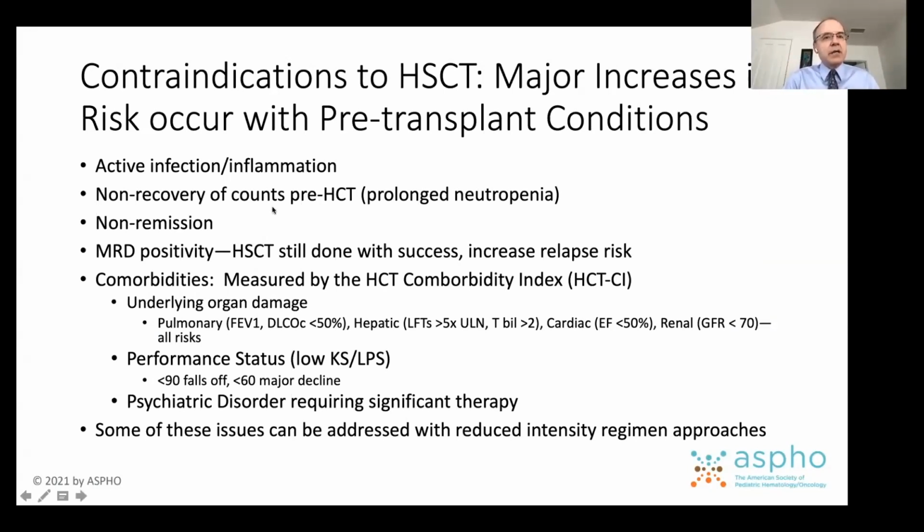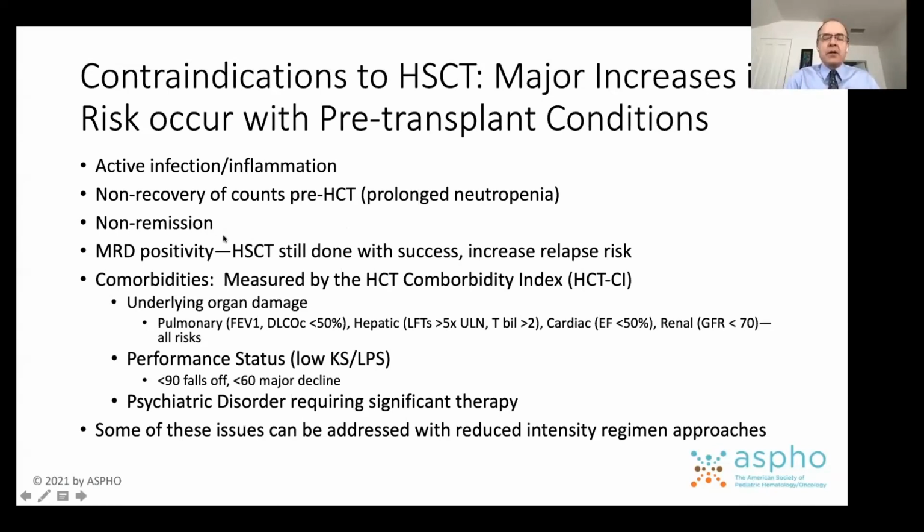Non-recovery of counts is not a good thing. On occasion, patients go to transplant without having had count recovery. The reason why that's bad is that they have prolonged neutropenia, which markedly increases their risk of invasive fungal infection when they go into their transplant.